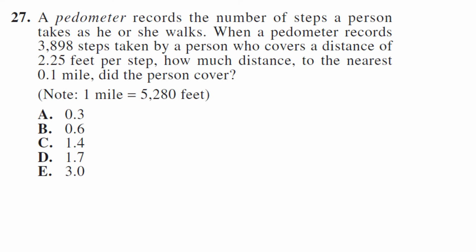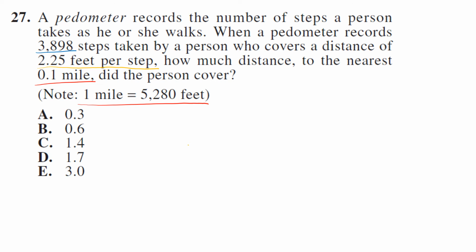A pedometer records the number of steps a person takes as he or she walks. A pedometer records 3,898 steps by a person who covers a distance of 2.25 feet per step. How much distance, to the nearest 0.1 mile, did the person cover? We're given miles here, so we're going to set up a proportion.